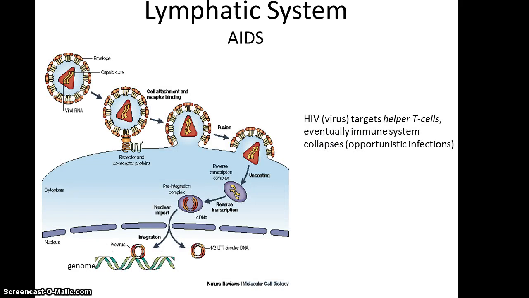So one infectious disease that targets our immune system is AIDS. Well, it's HIV. The HIV virus targets helper T cells, infects them, and ends up eventually taking them over and destroying them, which will cause the immune system to collapse and lead to opportunistic infections.